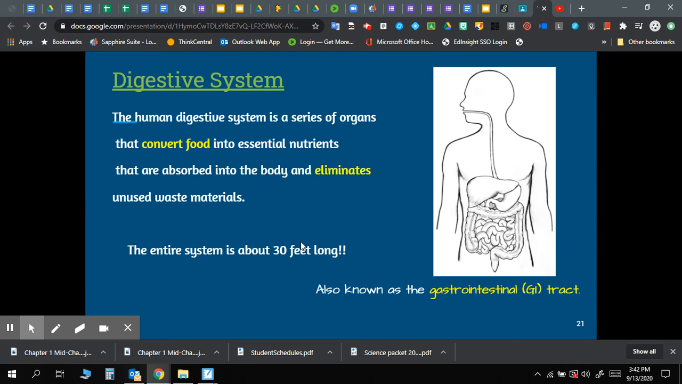So, what did we just read there? The human digestive system is a series of organs that convert food into essential nutrients that are absorbed into the body and eliminates unused waste materials. So, the entire system is about 30 feet long, which is kind of crazy when you think about it.